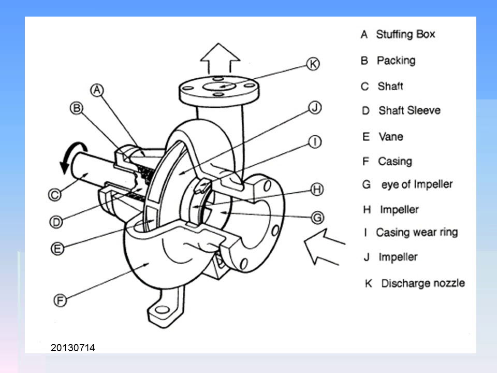Here are some of the parts in more detail. We have what we call a stuffing box, with some packing, and a shaft sleeve, vane, casing, eye of the impeller, the case wear ring, the impeller, and the discharge nozzle. These things are all important parts of the pump.